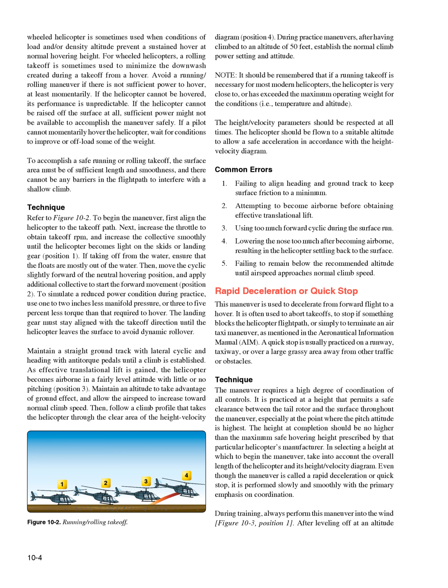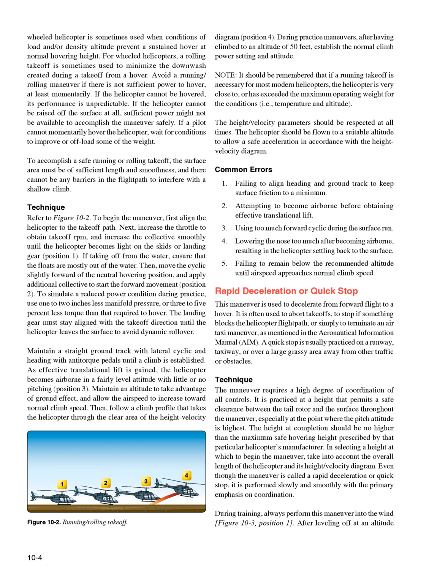Then, move the cyclic slightly forward of the neutral hovering position, and apply additional collective to start the forward movement, position 2. To simulate a reduced power condition during practice, use 1 to 2 inches less manifold pressure, or 3 to 5% less torque than that required to hover. The landing gear must stay aligned with the takeoff direction until the helicopter leaves the surface to avoid dynamic rollover.